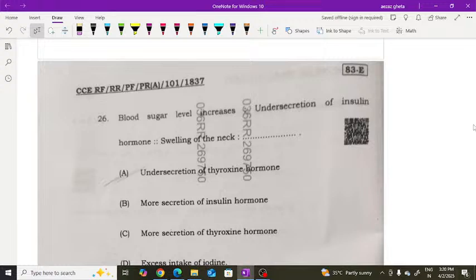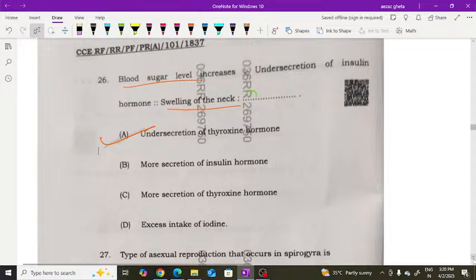Blood sugar level increases under secretion of insulin hormone; swelling of neck is due to increase in secretion of insulin? Oh no. Under secretion of insulin, blood sugar level increases. Swelling of neck is due to under secretion of thyroxine hormone, due to less iodine.